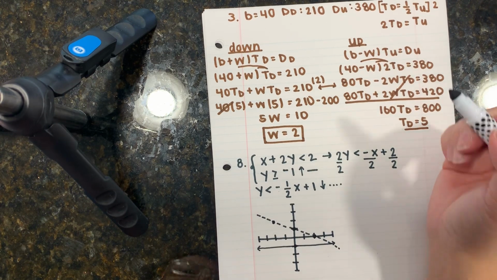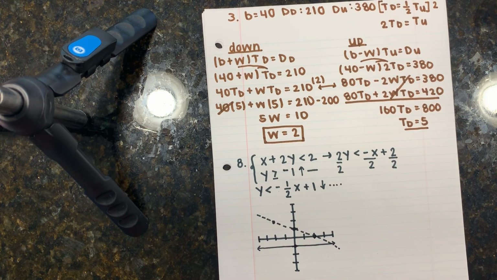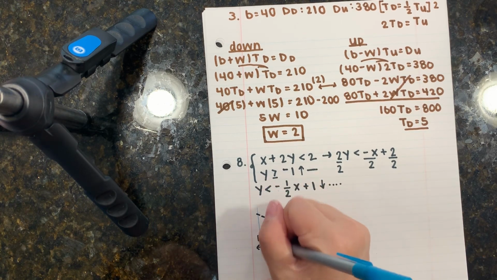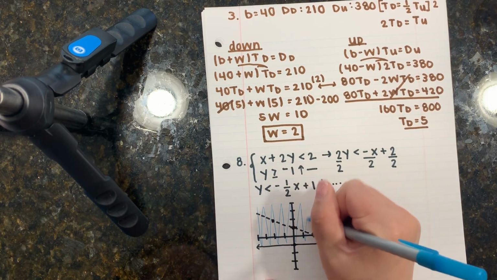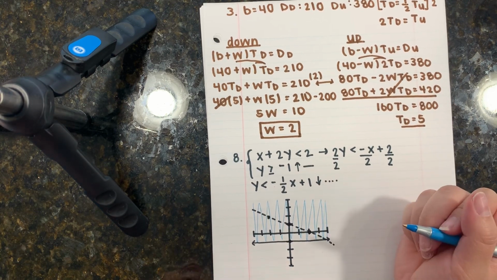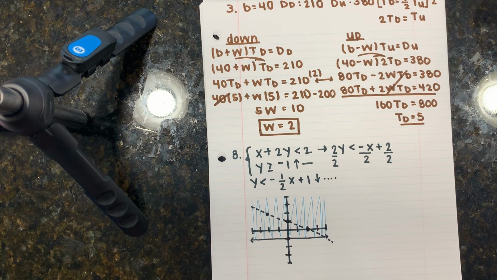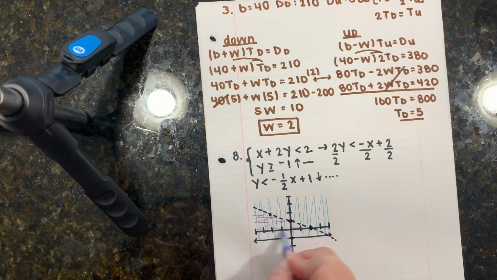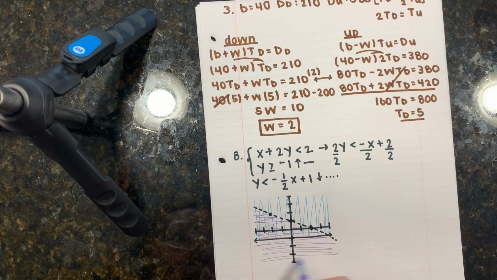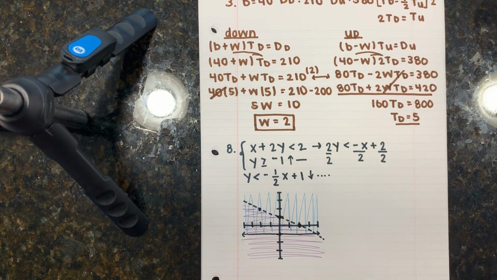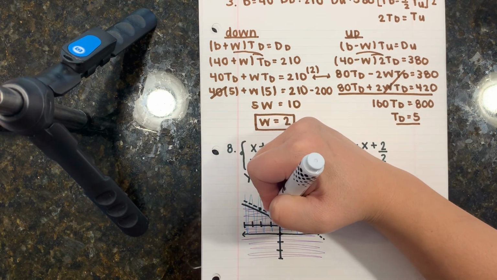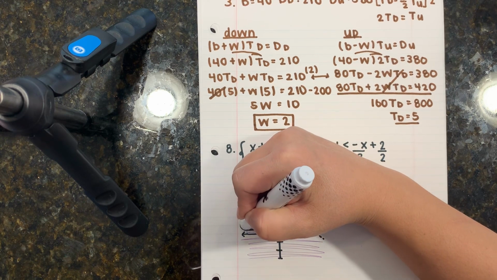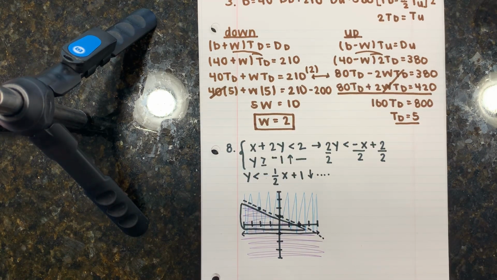Okay, now I'm going to shade my region. I'm going to start with the first one, which is the solid line, and it says I'm going to shade everything above it. So I'm going to shade everything above my solid line. Then it says I'm going to shade everything below the dotted line. Your answer is just the portion that's covered by both. So it would be everything underneath the dotted line, but above my solid line. That would be your answer right there.